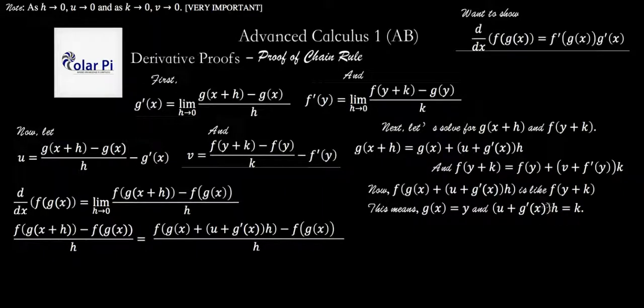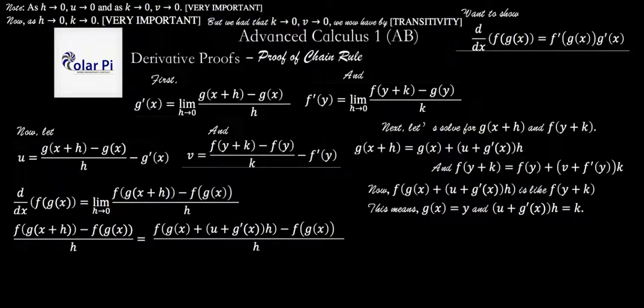Because when h goes to 0, this whole thing is going to go to 0, and therefore k is going to go to 0. Right? Okay, cool. So as h goes to 0, k is going to go to 0. But wait, we said as k goes to 0, v goes to 0. So by transitivity, that means as h goes to 0, v goes to 0. Yeah? Okay, so that's this, right?